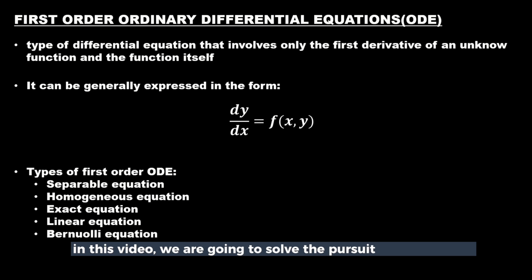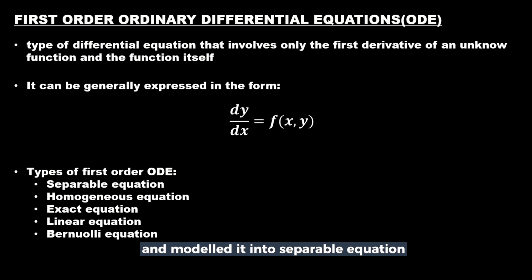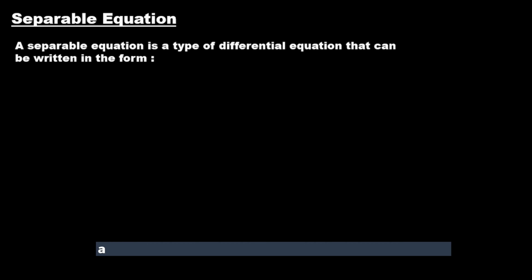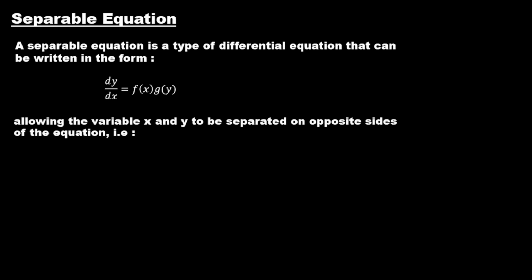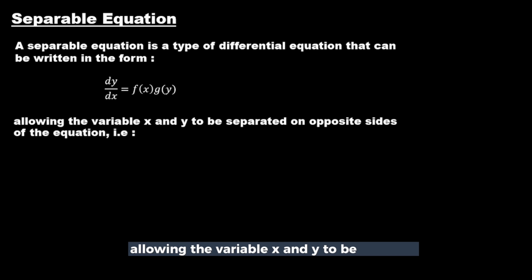In this video, we are going to solve the pursuit curve problem, model it as a separable equation, and solve it using separation of variables. A separable equation is a type of differential equation that can be written in the form dy/dx equals f(x) times g(y), allowing the variables x and y to be separated on opposite sides of the equation.